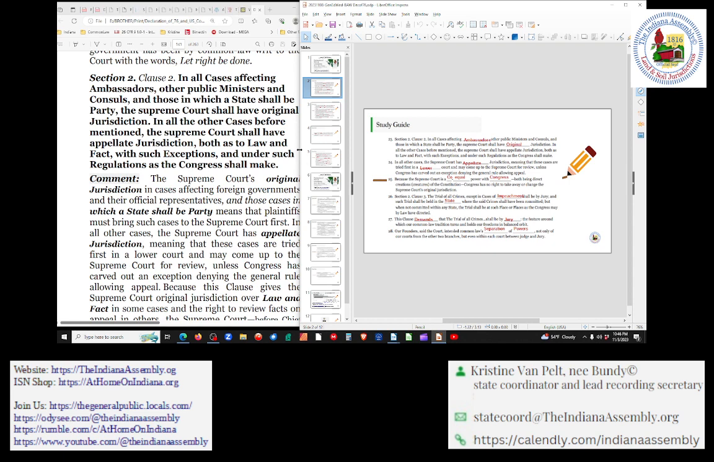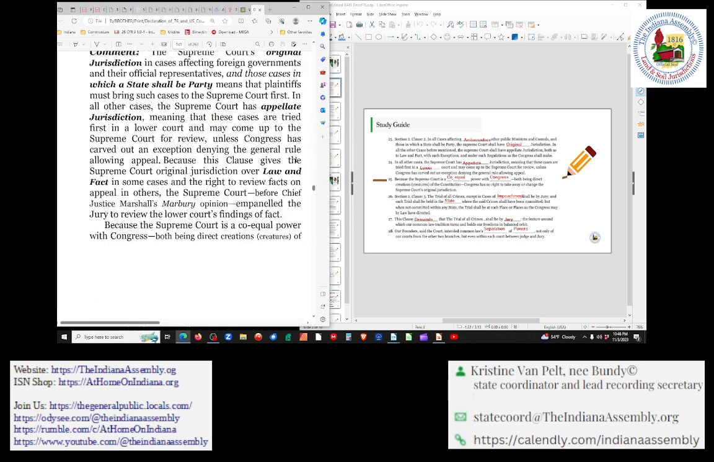Section 2, clause 2. In all cases affecting ambassadors, other public ministers and consuls, and those in which a state shall be party, the Supreme Court shall have original jurisdiction. In all the other cases before mentioned, the Supreme Court shall have appellate jurisdiction, both as to law and fact, with such exceptions and under such regulations as the Congress shall make.